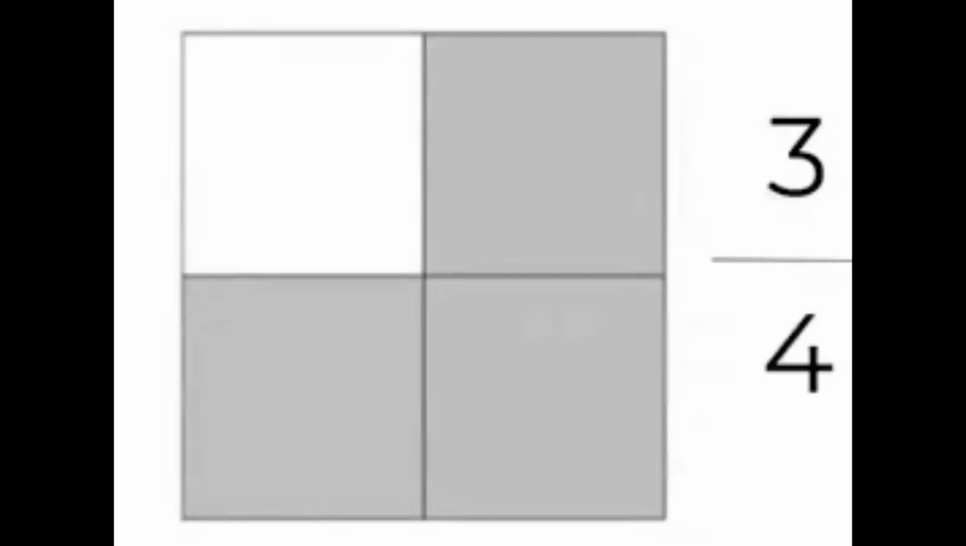Here I have got a shape where the whole has been split into 4 equal parts. There are 3 equal parts that have been shaded in, which means that the fraction of the whole shaded in is 3/4. It is now time to pause the video again, to go back to your daily learning sheet and to find out what your second activity is. When you have done your second activity, come back and unpause the video, ready for the next bit of your learning.